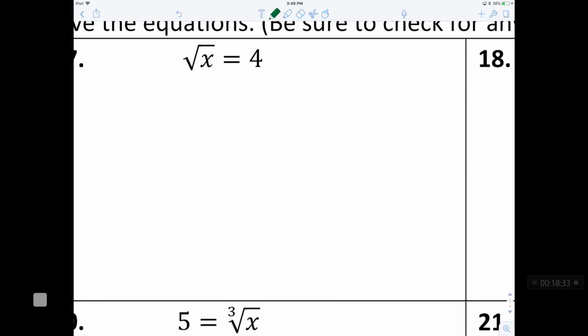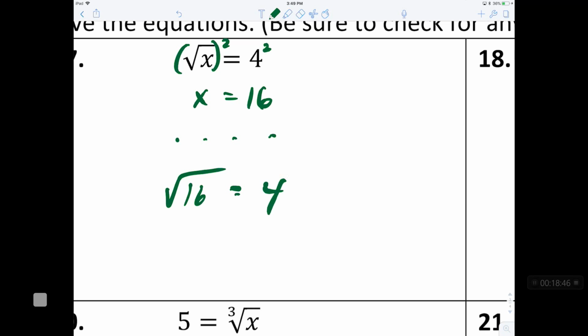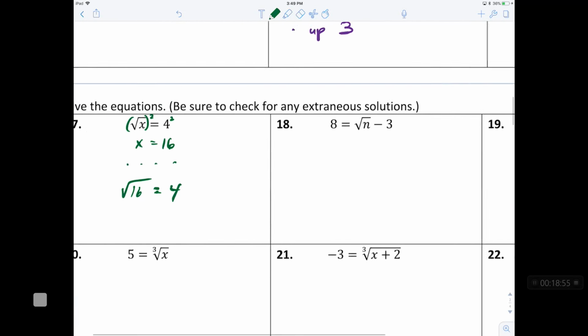17, I'm trying to get x by itself, so I would need to square both sides. All right, that gets rid of the square root, and then I get x equals 16. If I go back and check it, square root of 16 is indeed 4. Yes, we consider the negative 4 sometimes, but for problems like this, we are not worrying about them.